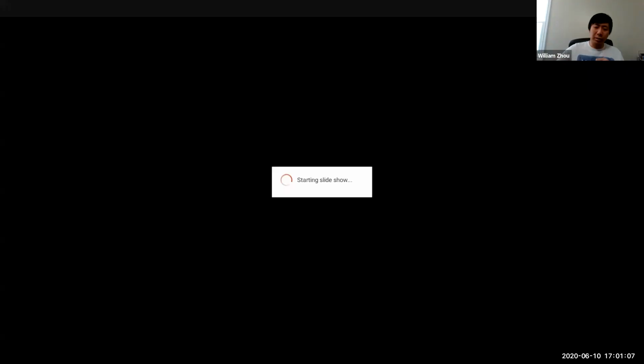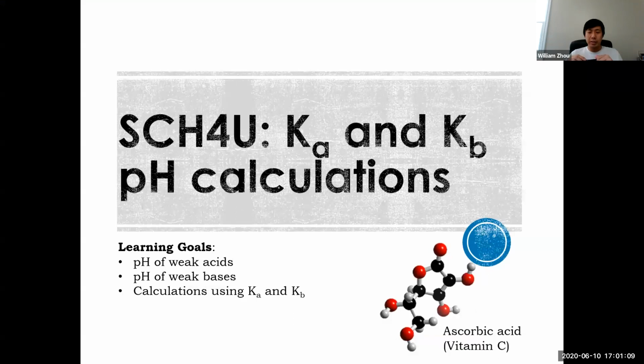All right, so we're going to continue from the acid-base unit. And yesterday we talked about the pH of strong acid and strong base, which was fairly simple to calculate. It's just negative log of hydronium. So today we're going to talk about the pH of weak acid and weak base, which involves Ka and Kb. So this is a little bit more complicated because now there's an equilibrium.